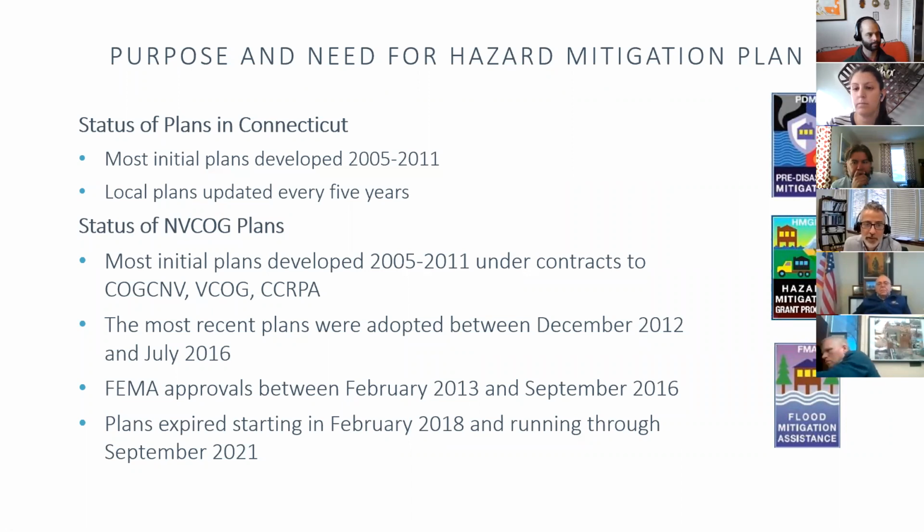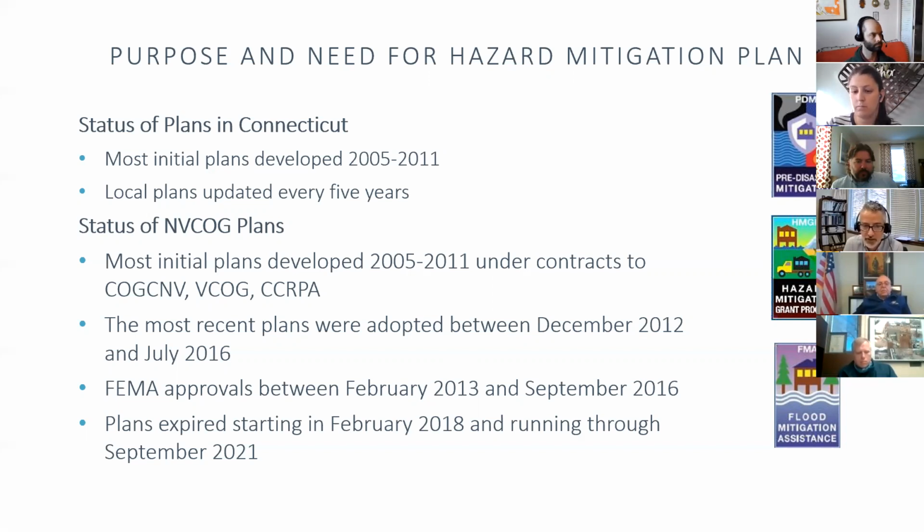So here in Connecticut, most initial plans were developed 2005 through 2011. That's also true for all of the NVCOG towns. Local plans are updated every 5 years. So the status, NVCOG is interesting because several different COGs contributed to its formation. So most of the initial plans were developed under contracts to COG CNV, VCOG, and then CCRPA, which has been dissolved. And there were updates to a lot of those plans.